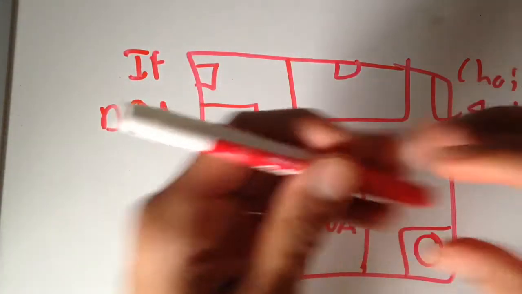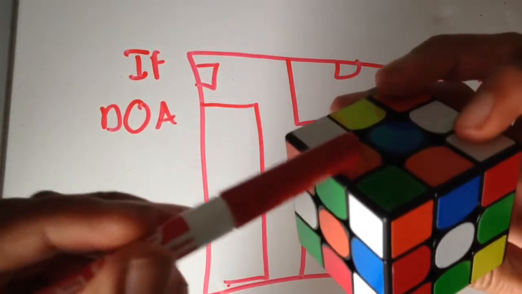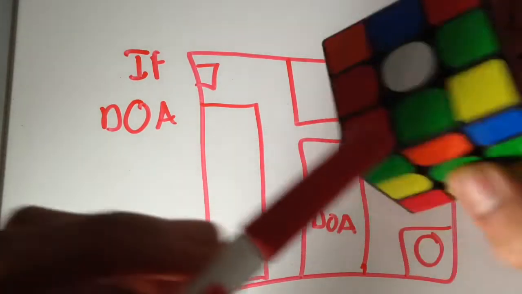But I'm using my right hand. No, I'm just kidding. I'm not adding extras. Yes, it's the DOA. Next is R and P.